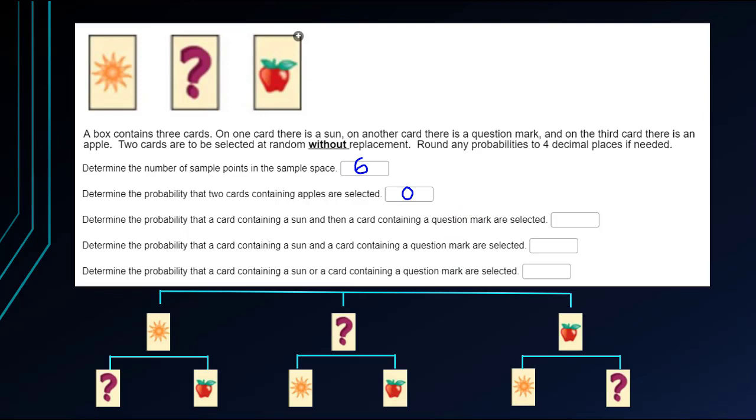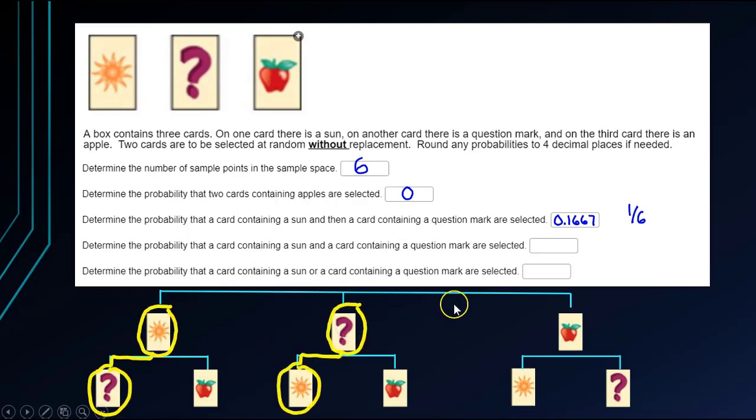Determine the probability that a card containing a sun and then a card containing a question mark are selected. So that's going to be one pathway, but now it's one pathway out of 6, which is about 0.1667. It's actually 0.1 and then repeating 6s, but rounding it to 4 decimal places. The probability of containing a sun and a card containing a question mark. So I have to have both. So this one works, and so does this one. And that's going to be 2 out of 6, which is the same thing as 1/3, or 0.3 repeating, or 0.3333 for our purposes.